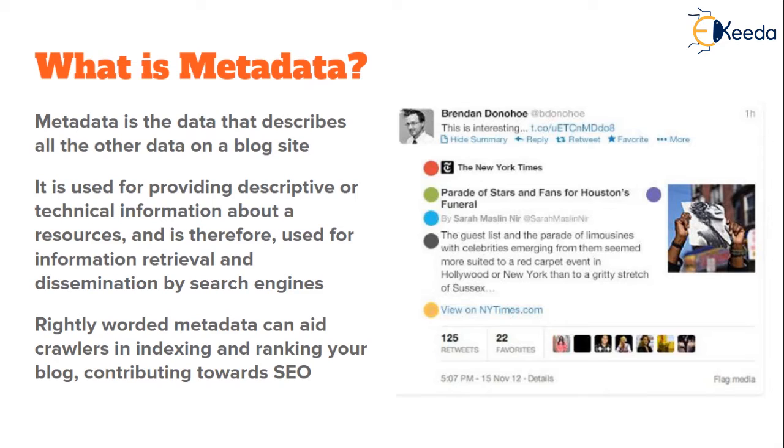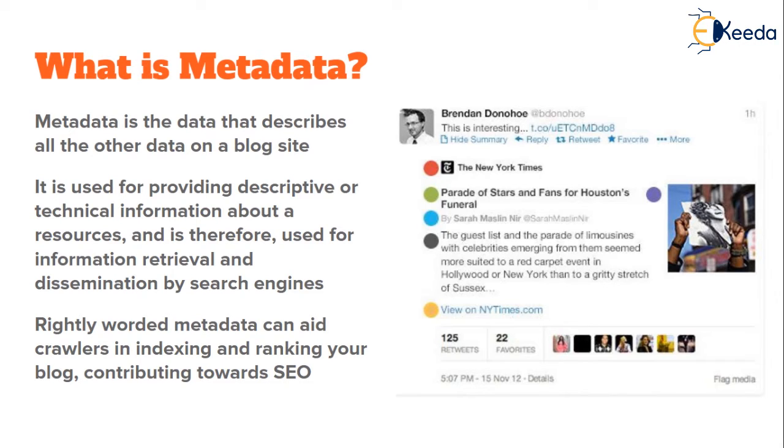Because if that is missing, a lot of the times you will find that despite having quality content on your website, on your blog, you are not able to achieve the desired amount of traffic. So to avoid that, to get organic traffic flowing to your blog post from the get-go, it's essential to pay attention to the metadata on your blog site. Rightly worded metadata can aid crawlers in indexing and ranking your blog. Therefore, it also contributes towards SEO, which is the search engine optimization of your blog site.